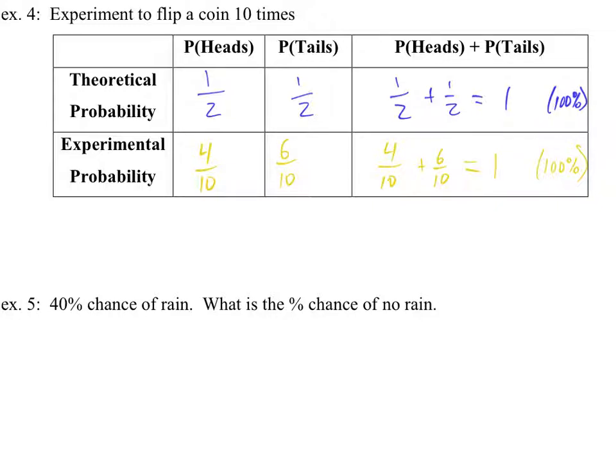So experimental probability is what you actually get in your experiment, and it might not match up to the theoretical, what it should be, what the odds would be. Still good?